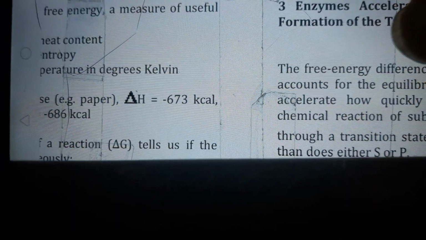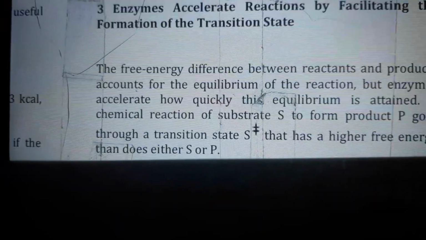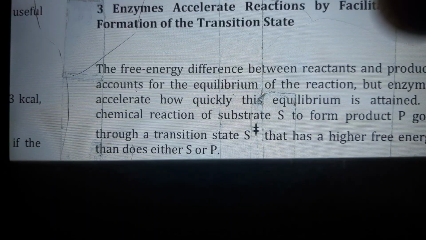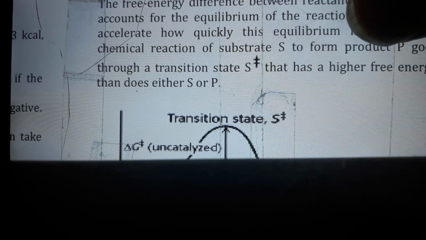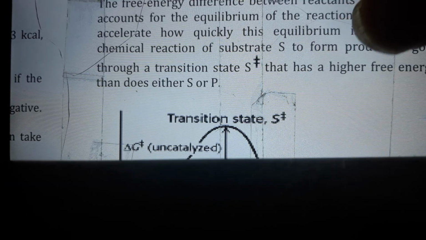And 3, enzymes accelerate reactions by facilitating the formation of the transition state. The free energy difference between reactants and products accounts for the equilibrium of the reaction, but enzymes accelerate how quickly this equilibrium is attained. A chemical reaction of substrate S to form product P goes through a transition state S double dagger that has a higher free energy than does S or P.